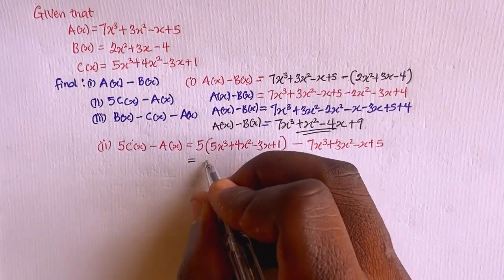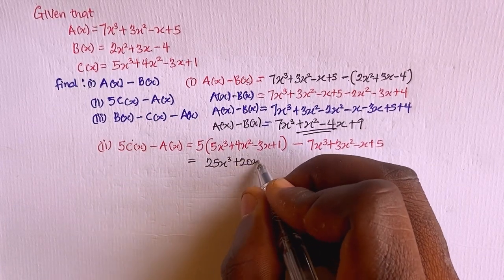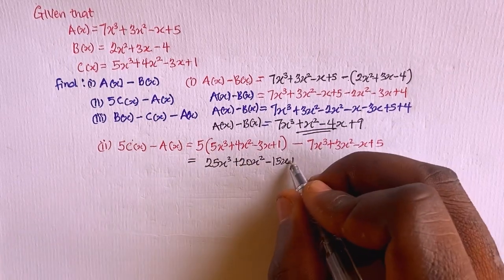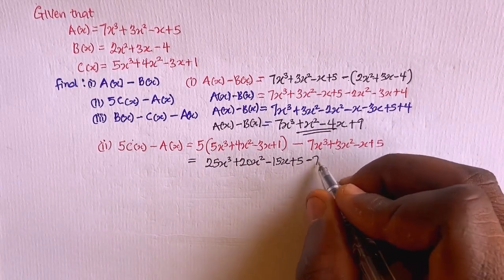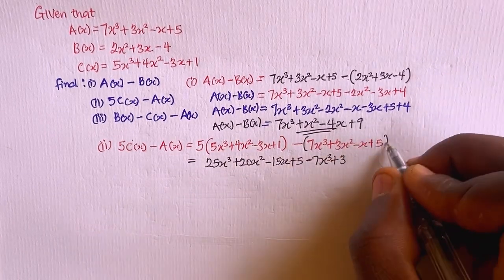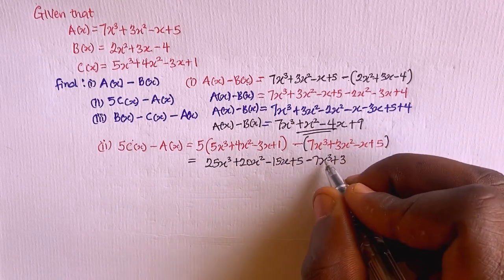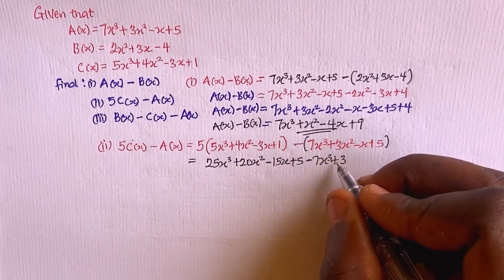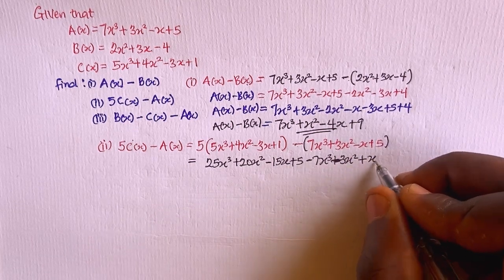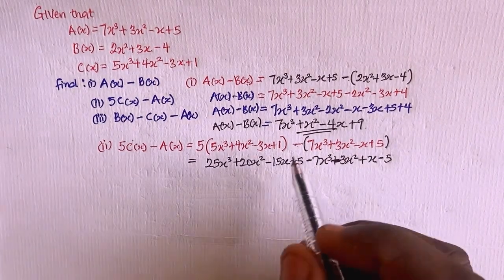So here, let's go ahead and open the bracket. We're going to have this go 25x to the power of 3, then plus 20x squared. Then here minus 15x, right? Then here plus 5, right? Then minus 7x to the power of 3 plus 3, no, minus should be here. We are going to use minus to open the bracket. So here we are having minus everything here, that's minus 7x to the power of 3. Then here minus 3x squared. Then here plus x. Then we are having what? Minus 5. Because minus is actually for everything.